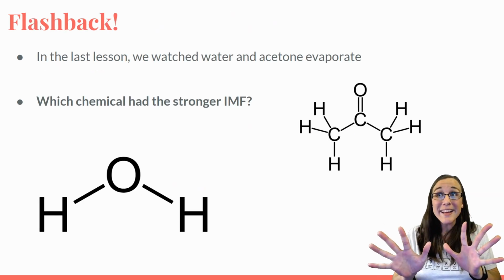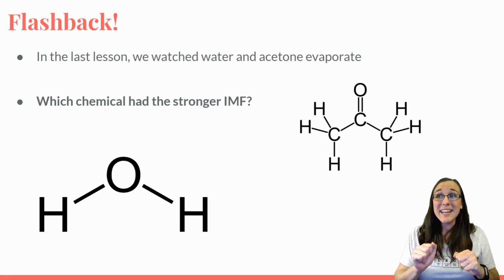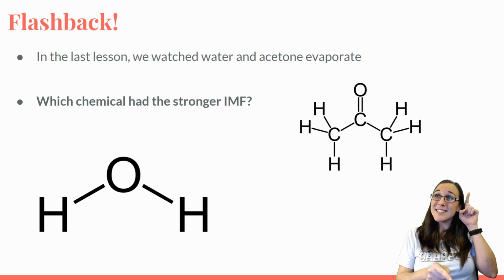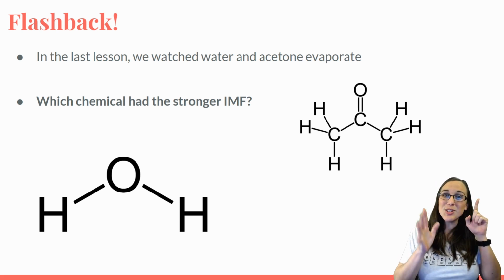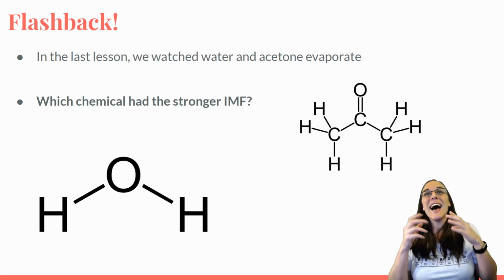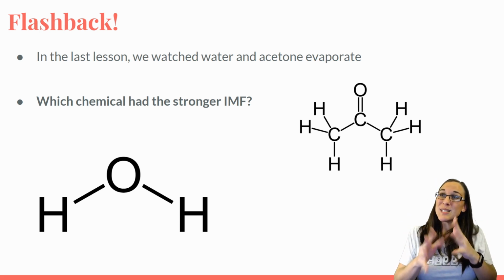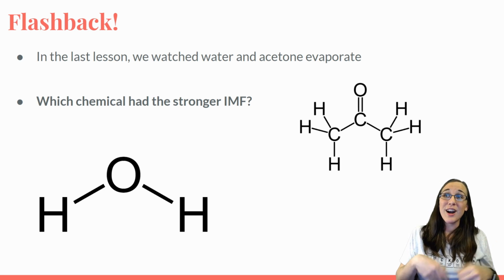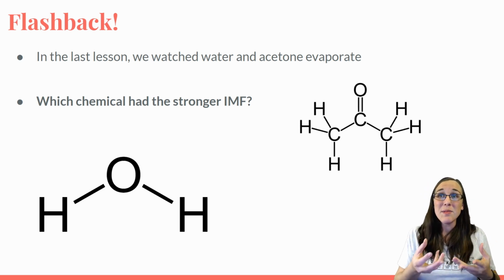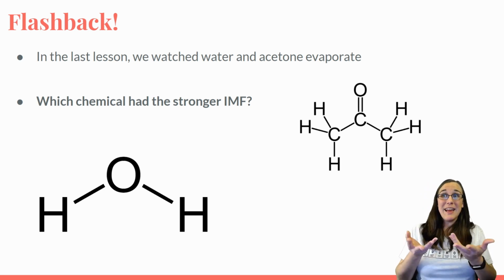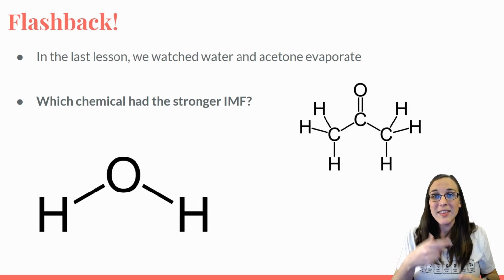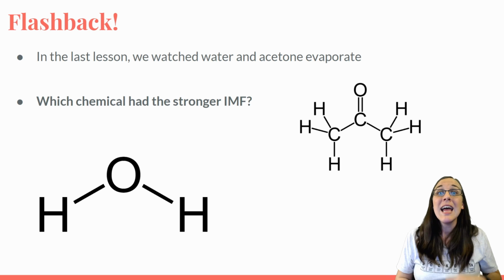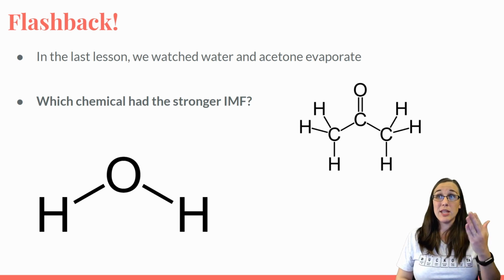So flashback now to a previous lesson. If you haven't seen that lesson on polarity, again, please click on the card. It's in the corner. Watch it. You should inform yourself on it. We did a little mini experiment with water and acetone. We put a drop of water and a drop of acetone on a plate, and we said, okay, what's happening? After some time went by, we saw that the acetone drop was gone. It vanished, it evaporated, and the water droplet was still on the plate.